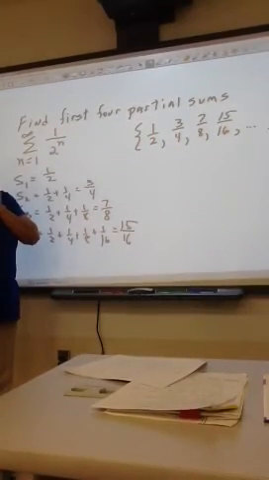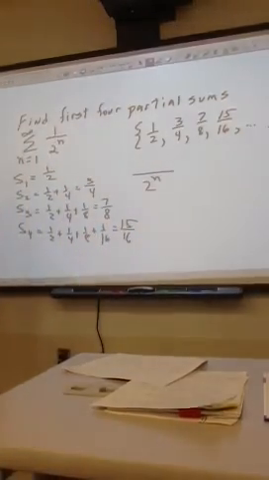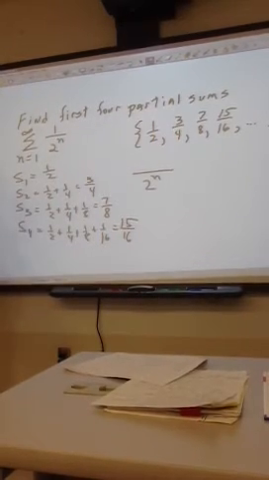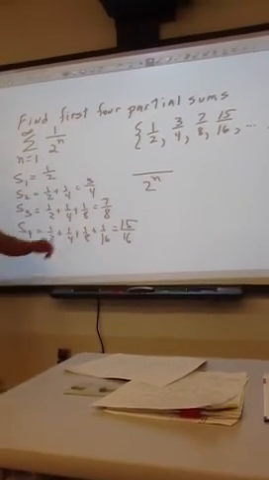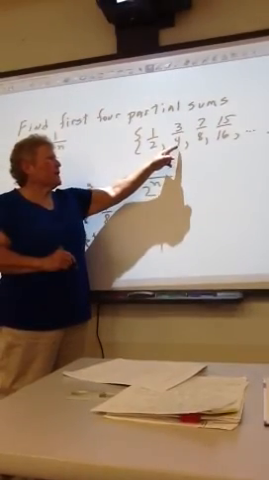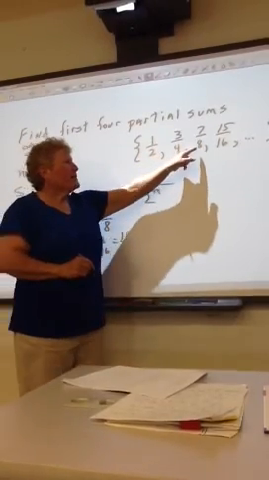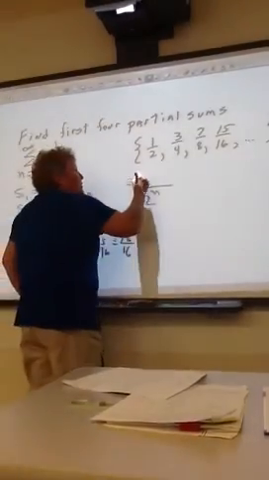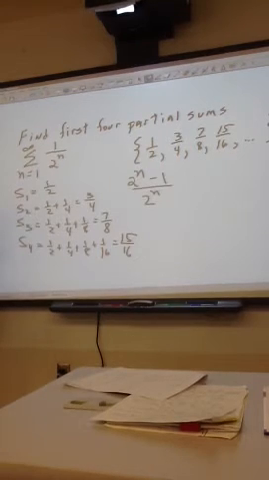No. The bottom's 2 to the n. N squared minus 1 is the top? No. 2 squared minus 1 is 3 when n is 2, and that's not 3/4. How about 2 to the n minus 1? Yeah, that's what I was thinking. How about that? That'll work out.